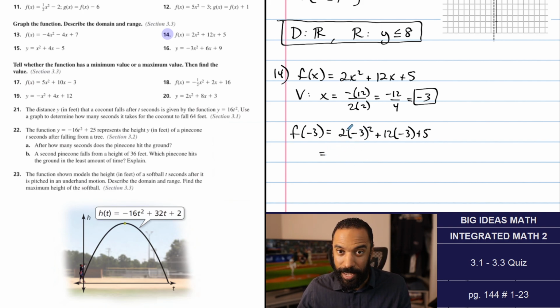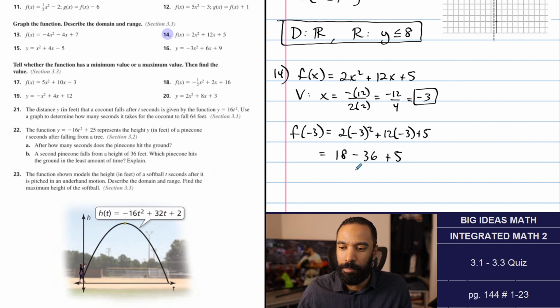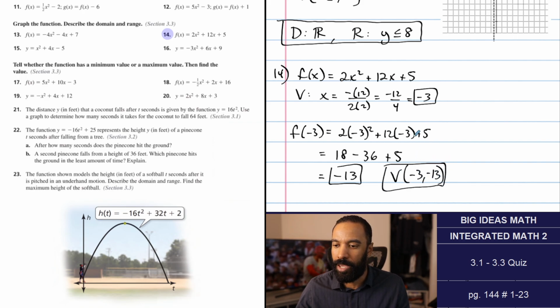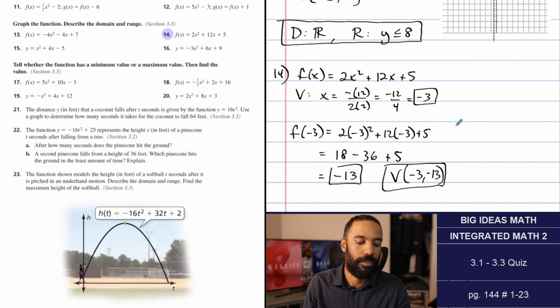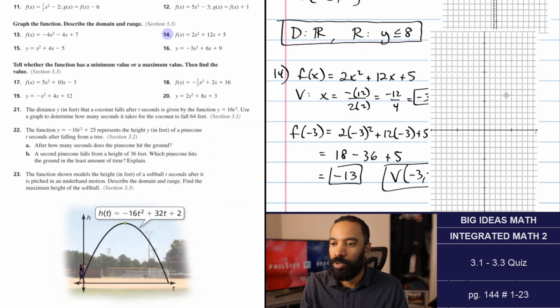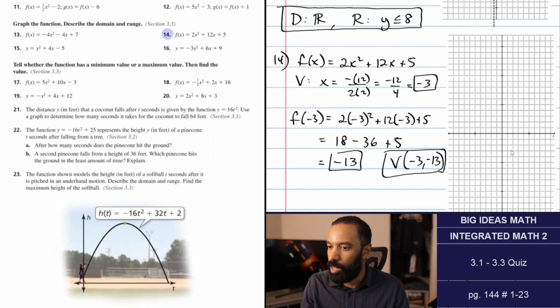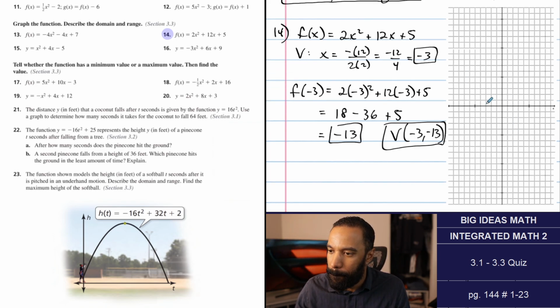Negative 3 squared is 9 times 2 is 18. And then minus 36, remember this will give us negative 18 plus 5. Negative 18 plus 5 is negative 13. That's a lot less work written. So the vertex is at negative 3, negative 13. And I'm going to start with that part on my graph. Where does it go from there? It goes upward? Okay. So, negative 3, negative 13.